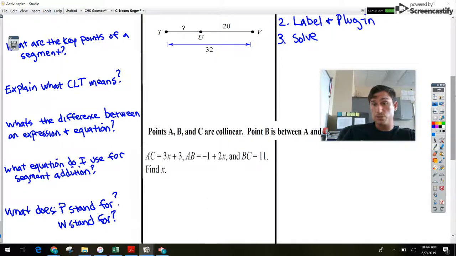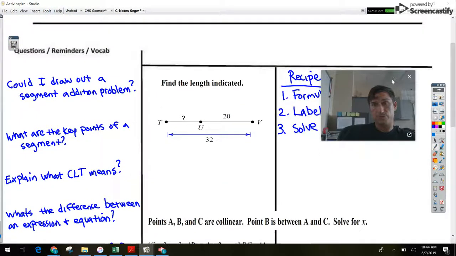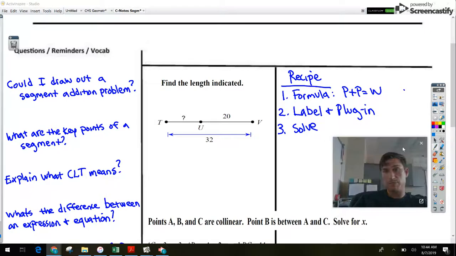What equation do you use? Remember, I told you part plus part is equal to whole. What does the P stand for? Remember that it's called part or piece. W means whole. Hopefully that's what your variables stand for. You'll notice that we have the formula P plus P equals W. Label up and plug it in. Once you label up your picture, you can plug in and solve.